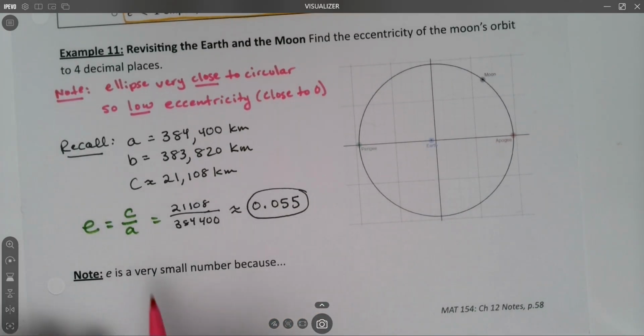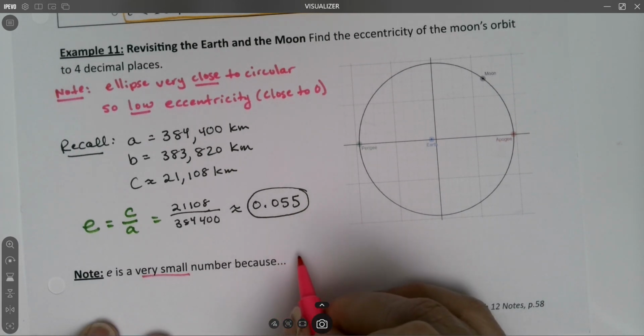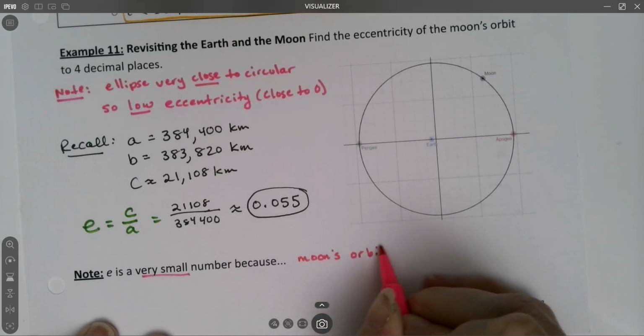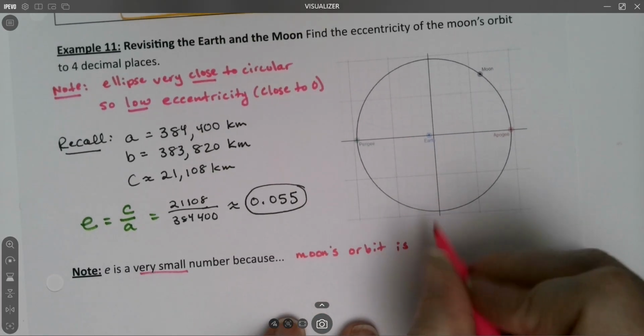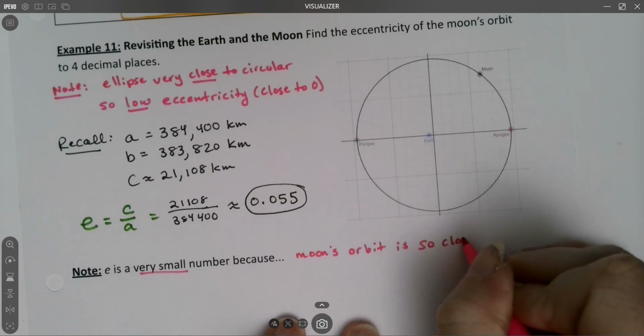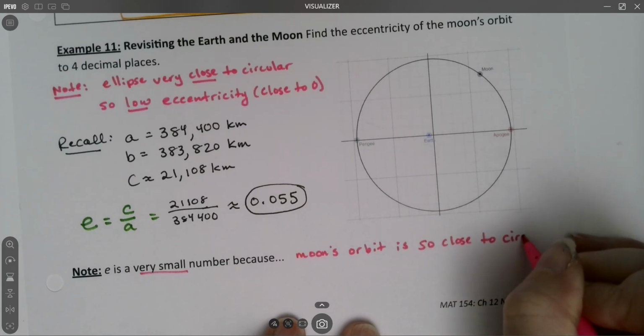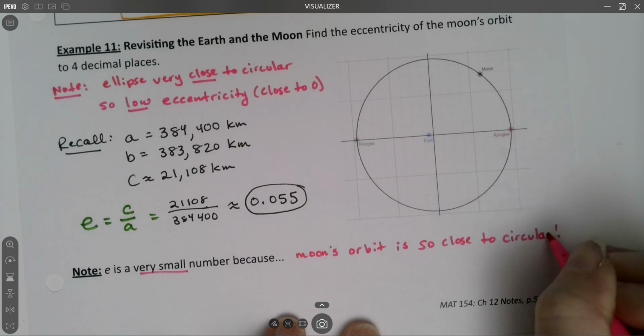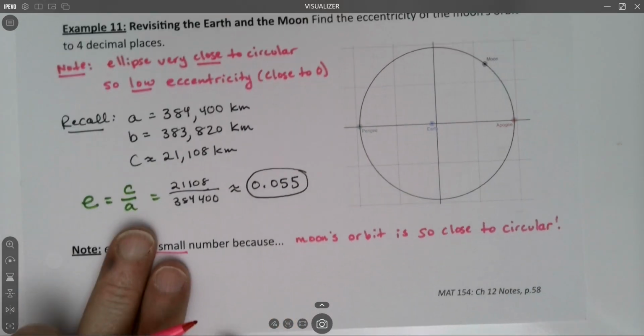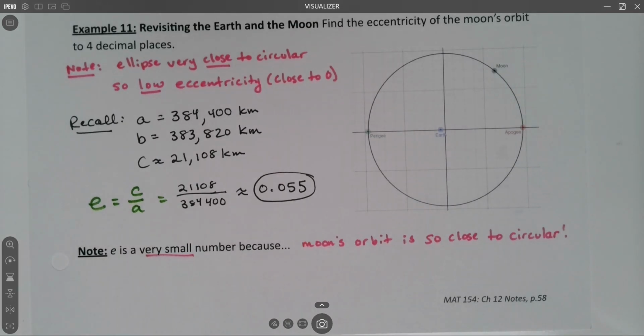And again, e is a very small number because the moon's orbit is so close to circular. It's not exactly circular, which means, of course, sometimes the Earth is closer to the moon than others, which is why we have differences in tides, right? Some tides are bigger than other tides, and that's partially why, because the moon's gravity is pulling on the oceans.